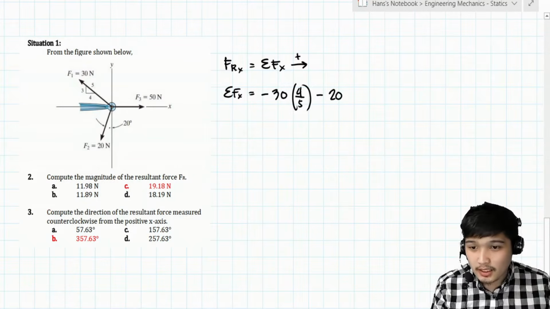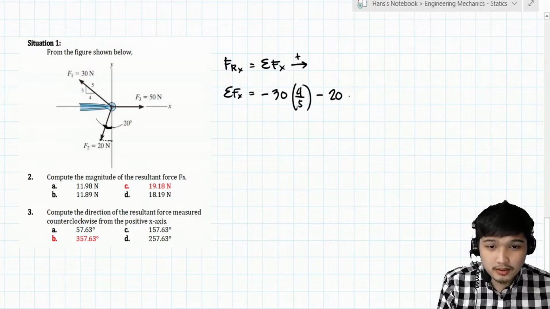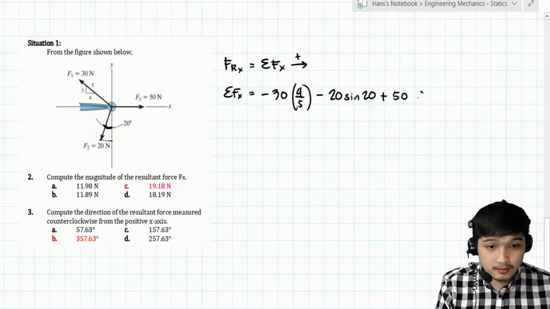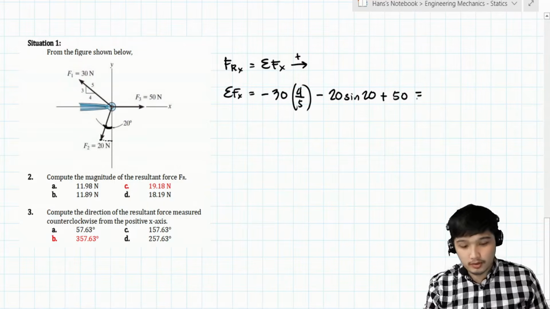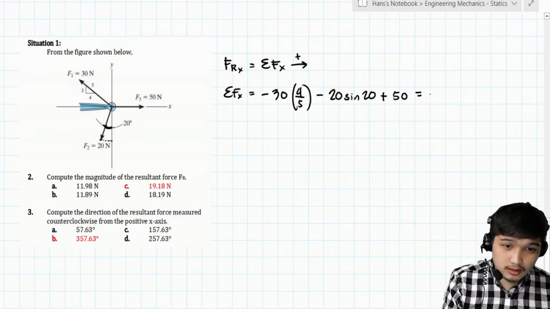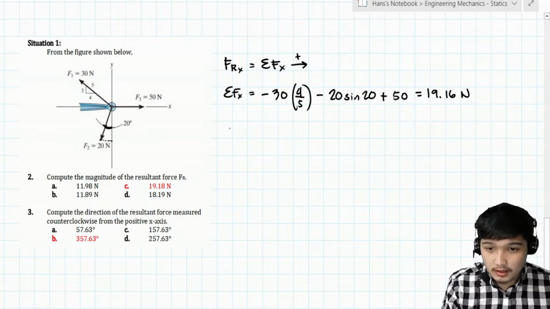So, ang binigay na angle is ito. So, in that case, sine naman siya, no? So, sine 20. And then, plus yung F3. So, completely horizontal towards to the right. So, that is plus 50. So, in that case, ilan yung horizontal component ng resultant force? Okay, so that is 19.16 newtons.